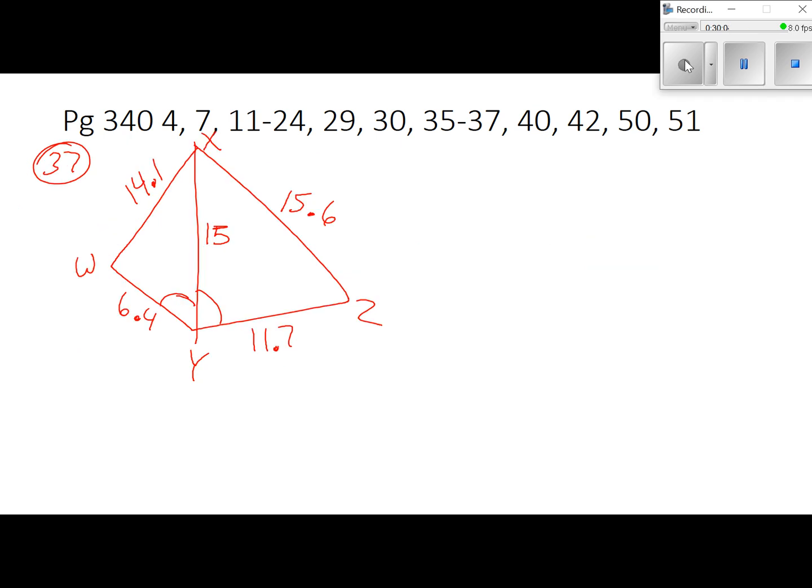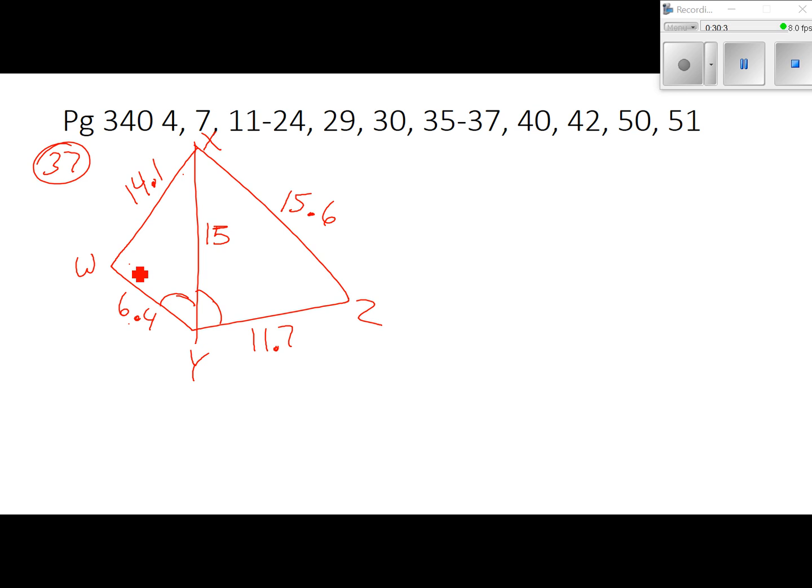Alright, 37 is probably one of the harder ones on the page. On 37, you gotta really think things through and do a lot of thinking with this one. They tell you that these two angles are congruent. So just keep that in your mind. The other thing that we're gonna do is look at the angles in here. We want to list all the angles from smallest to largest.